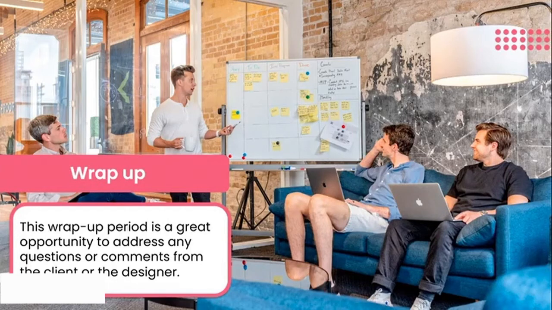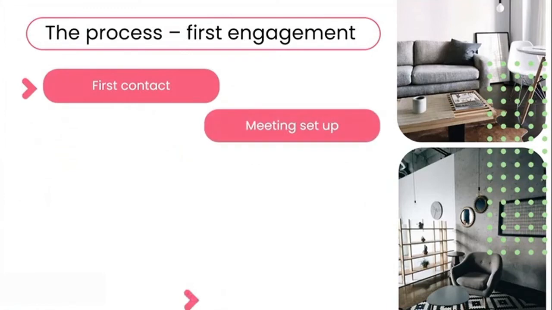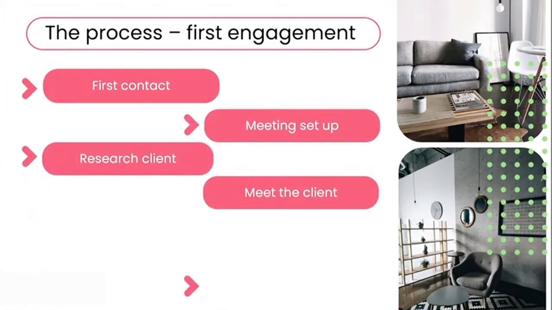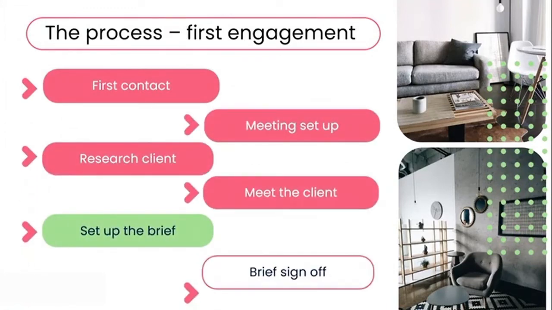Here is probably a good point to have an indication or a place mark for a signature, just to indicate that the meeting has been finalized and all the points have been covered. We have now covered how to find your first client, how to set up your first meeting, how to conduct research on your first project, and how to prepare for your first client meeting.